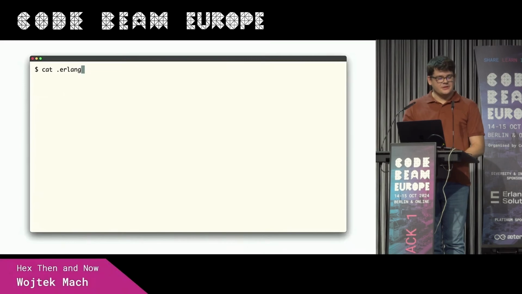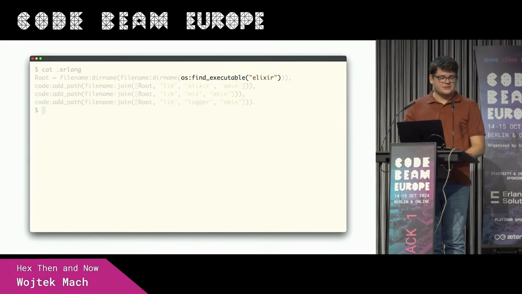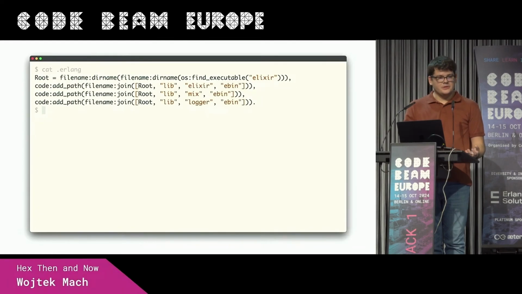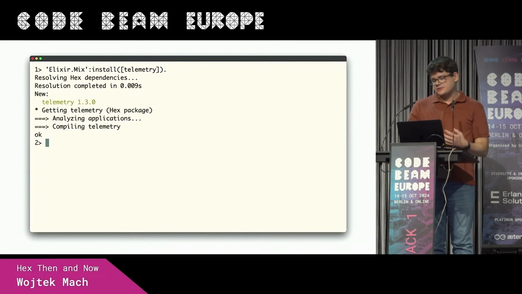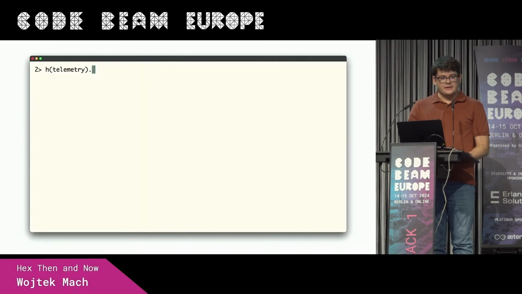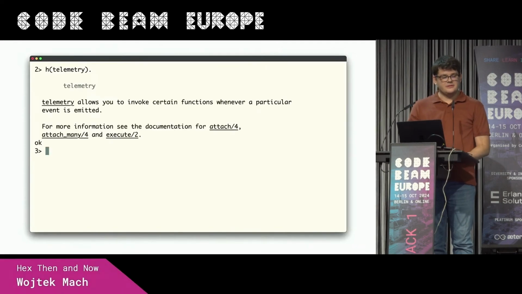The way it works is I have a .erlang file which does the following. I find the Elixir executable, get the root directory of Elixir, and then add the elixir, mix, and logger ebin directories to the code path, so that these modules can be discovered by the shell. Then, as an example, we can Mix.install telemetry, which is an Erlang library. Again, it just downloads and compiles it, and we can see the documentation of telemetry, a dependency not built into OTP, right there in the terminal.